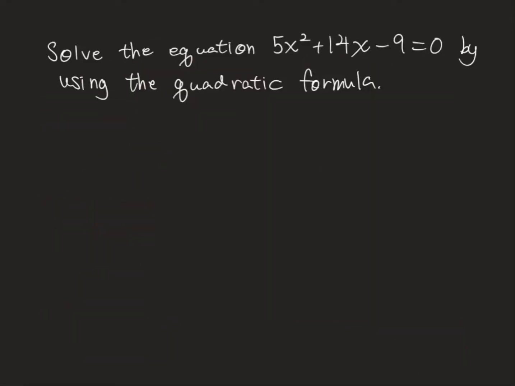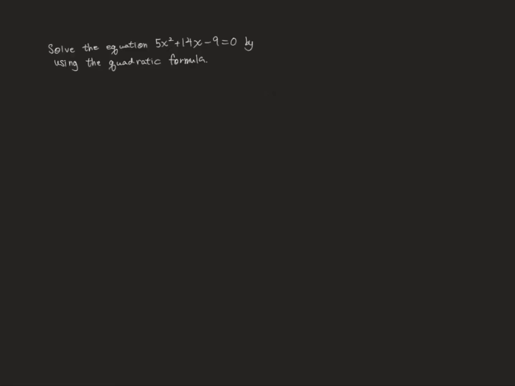So let us try a problem. Solve the equation 5x squared plus 14x minus 9 equals 0 by using the quadratic formula. Since the equation is already in the standard form ax squared plus bx plus c, we can immediately substitute a equals 5, b equals 14, and c equals -9 into the quadratic formula.